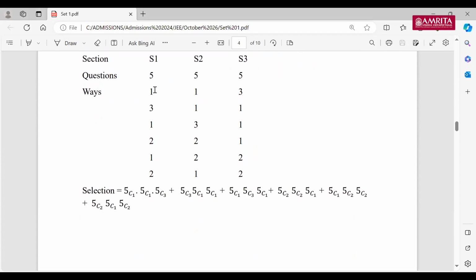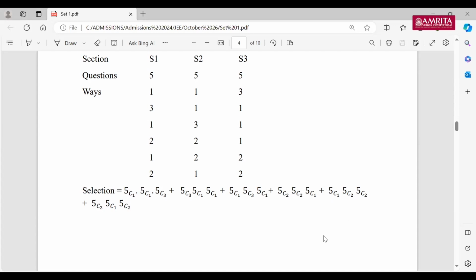This will be 5C1, 5C1, 5C3. This is 5C3, 5C1, 5C1. This is 5C1, 5C3, 5C1. It's the same thing, but 3 times. Here also it's 5C2, 5C2, 5C1. This is 5C1, 5C2, 5C2, and 5C2, 5C1, 5C2. So this is also the same thing. So 3 times of 5C1, 5C1 and 5C3, and 3 times of 5C2, 5C2 and 5C1.